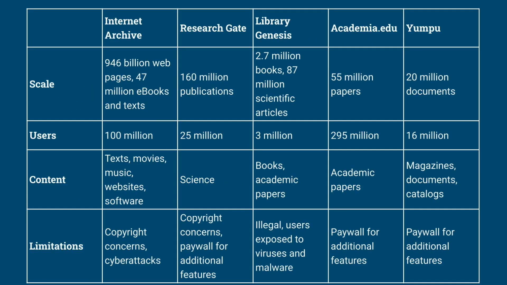When compared to 5 sites with similar functions and popularity, like ResearchGate and Library Genesis, the Internet Archive has the most material, most media formats, and it's free. While the Internet Archive has its limitations, it's the best of these options.